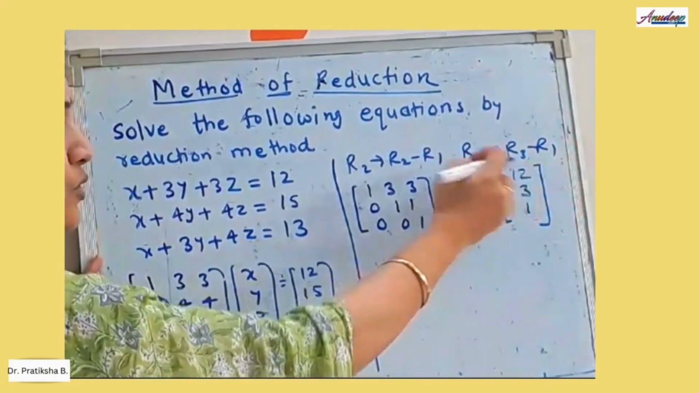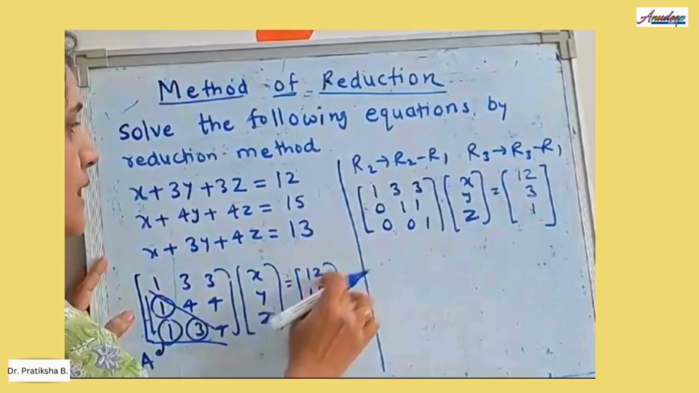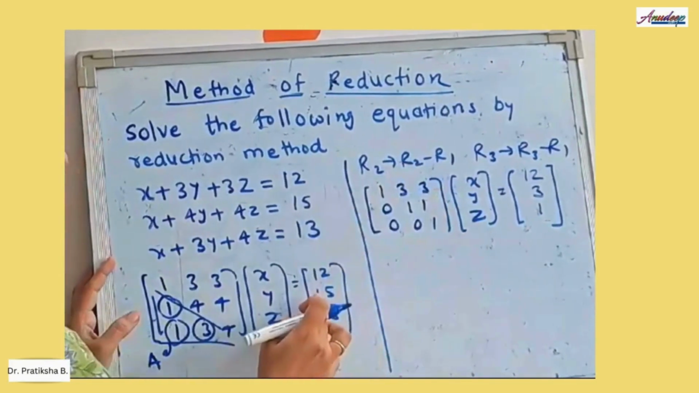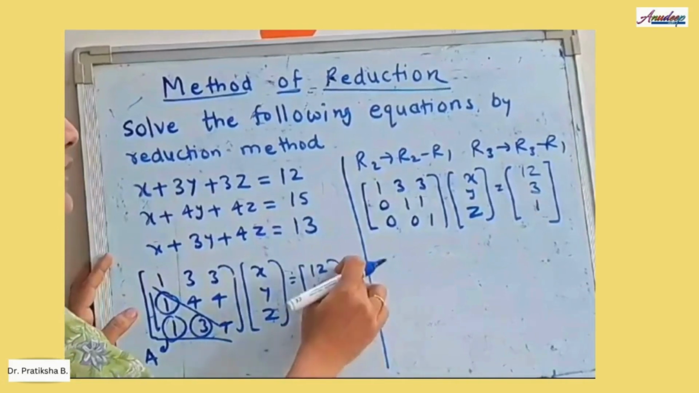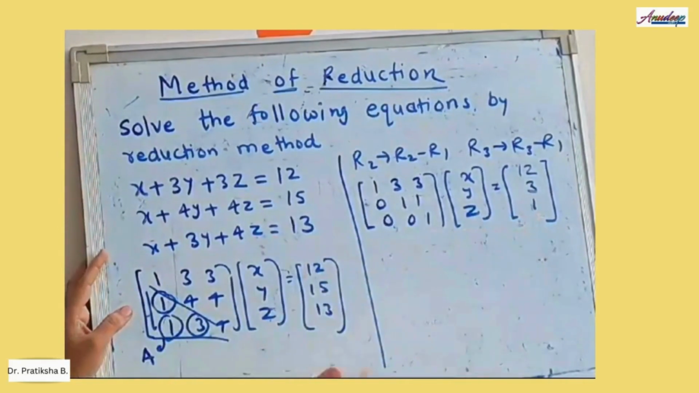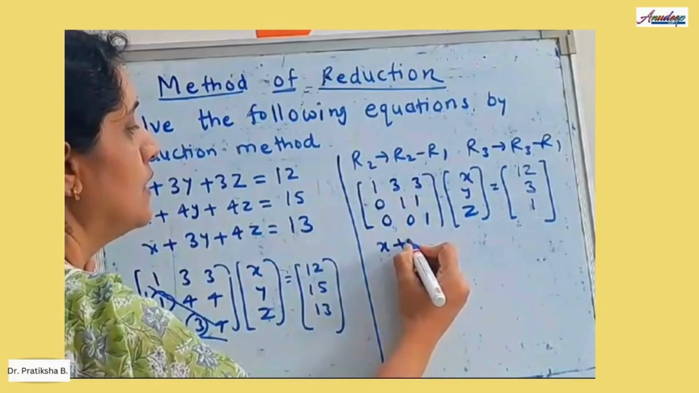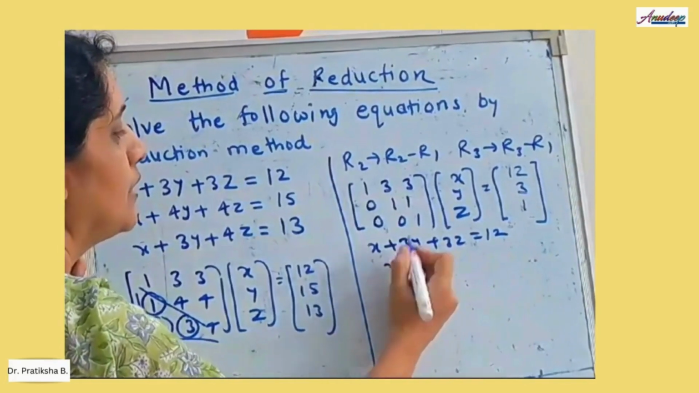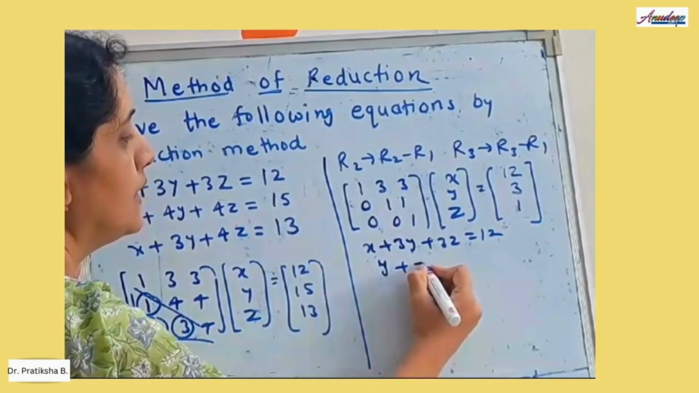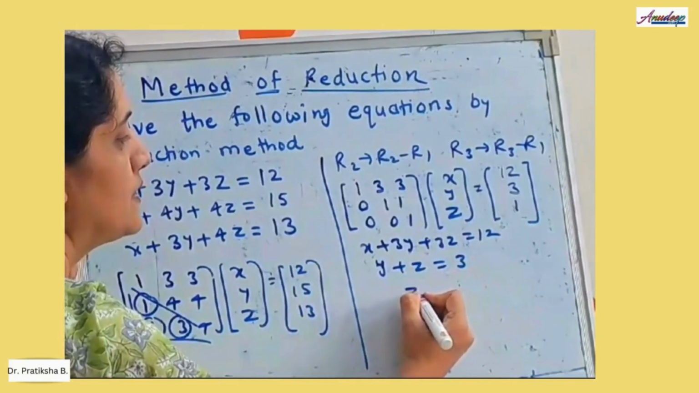Similarly, on the right hand side also, we have to perform this operation. So 12 remains as it is. Then R2 minus R1, that is 15 minus 12, is 3. And R3 minus R1, that is 13 minus 12, is 1. Now we can rewrite the equations. What we get is x plus 3y plus 3z is equal to 12, y plus z is equal to 3, and z is equal to 1.